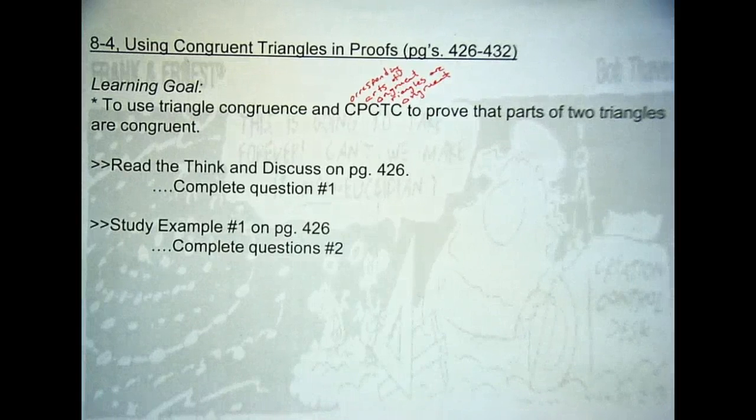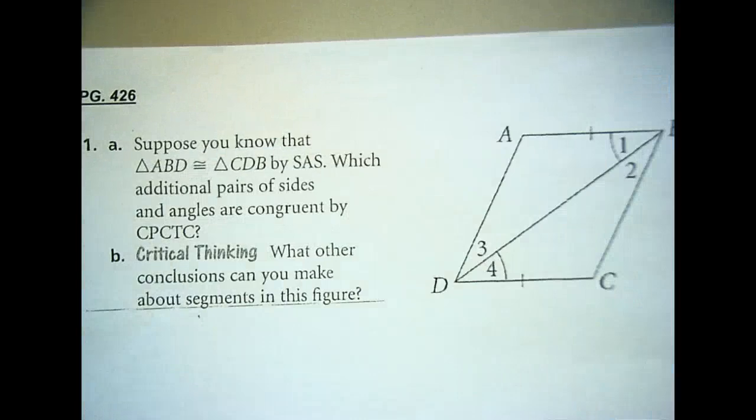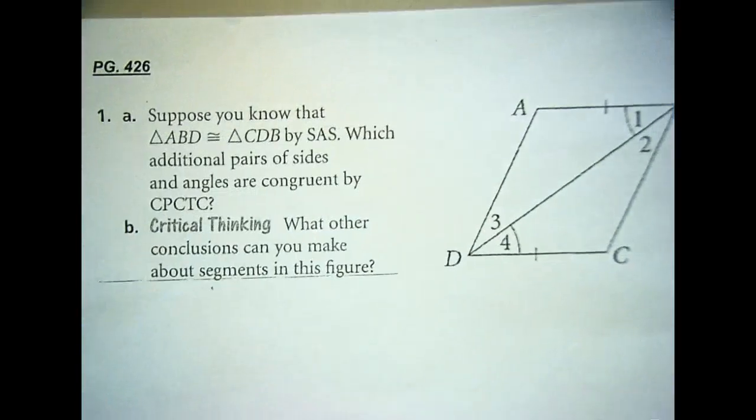All right, so on page 426, you kind of read through the think and discuss. You have question number 1 there. Suppose you know that triangle ABCD is congruent to triangle ADB by side angle side. Which additional pair of sides and angles are congruent by CPCTC?